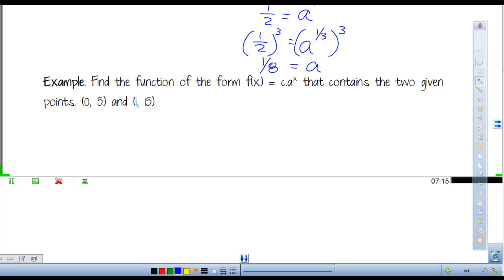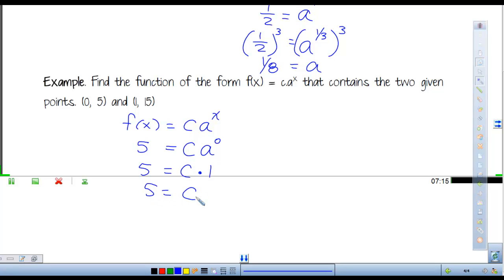We've got the points 0, 5, and 1, 15. Our basic model is f of x equals c times a to the x. So we'll plug in one of our points for x and f of x. So we get 5 when x is what? 0. Of course, a to the 0 is just not 0, it's 1. So 5 equals c times 1, so 5 equals c.